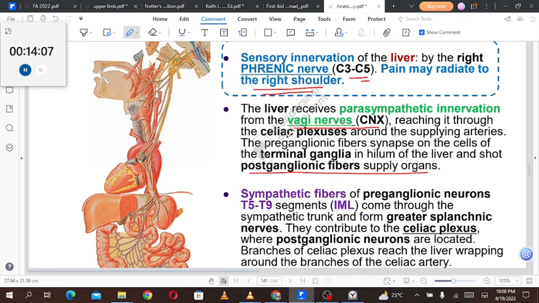Around the supplying artery, the preganglionic fibers synapse on the cells of the terminal ganglia in the hilum of the liver, and short postganglionic fibers supply the organs. So postganglionic fibers, in the case of parasympathetic nerves, will always be short. So the short postganglionic fibers will be supplying the organs.